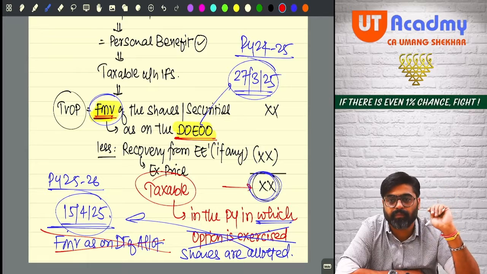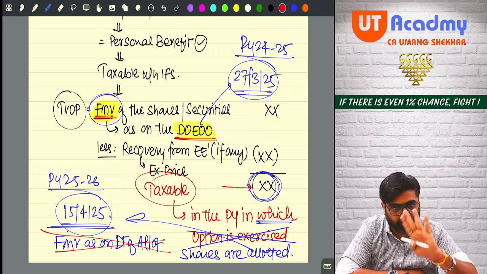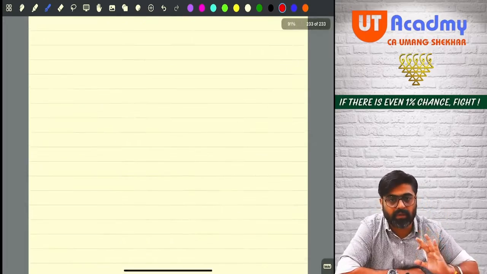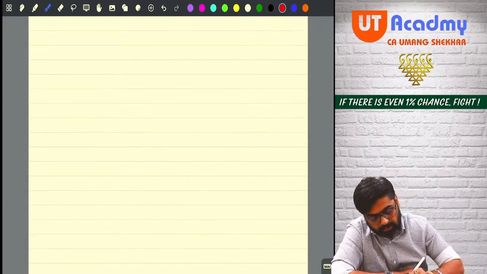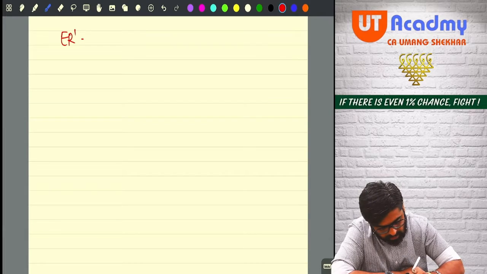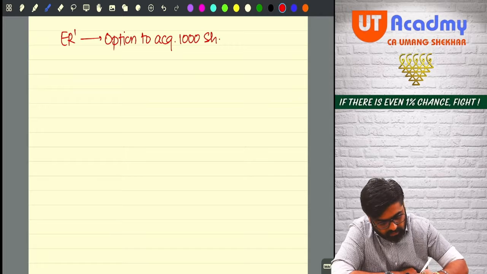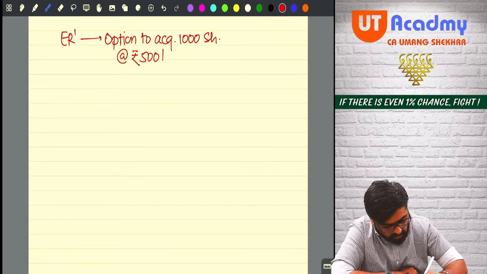Clause 6 over. Now we'll see one question, how to solve this question. But wait, I will give you first an example, then we'll solve that question. See, employer gave one option. Employer gave option to acquire 1000 shares at rupees 500 per share.